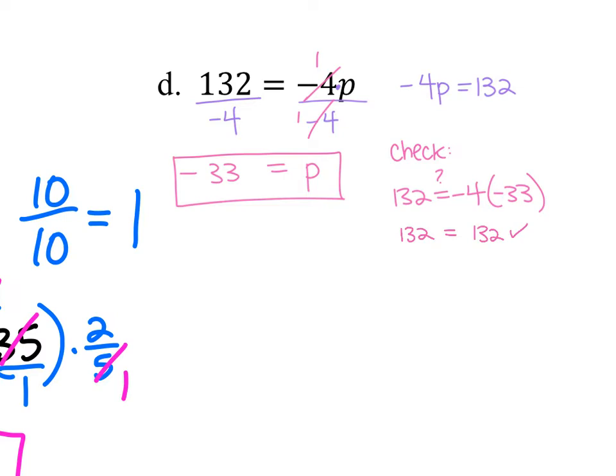P is equal to negative 33. And if you want, you can turn it around like this. I generally like to have my variable on the left side, but it's not necessary. This is acceptable.